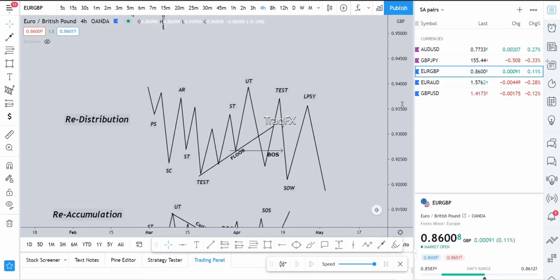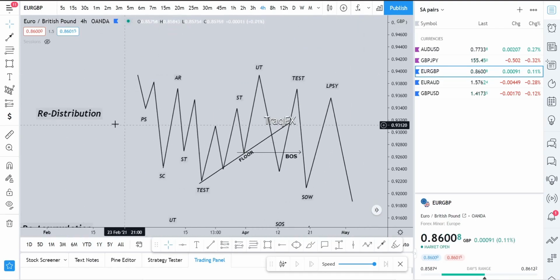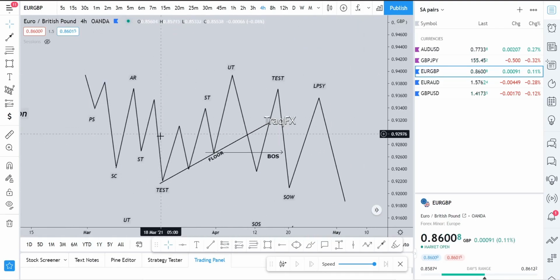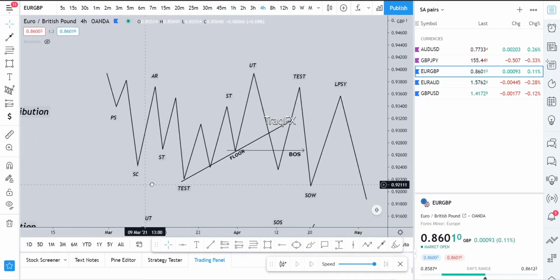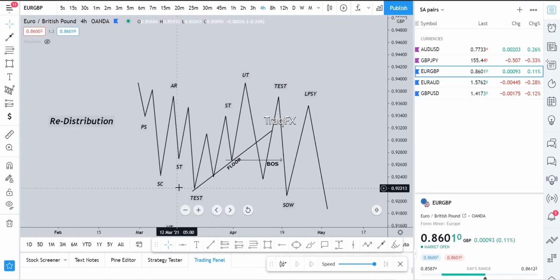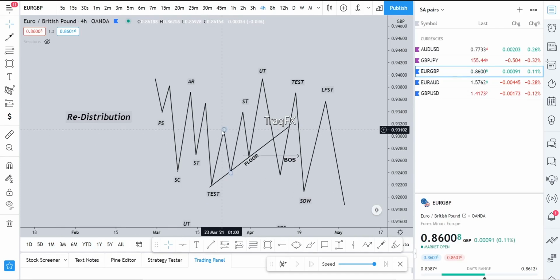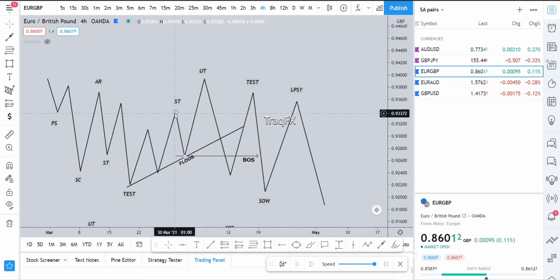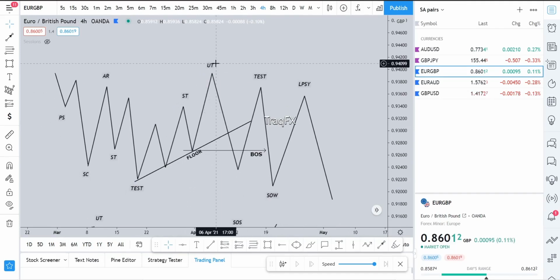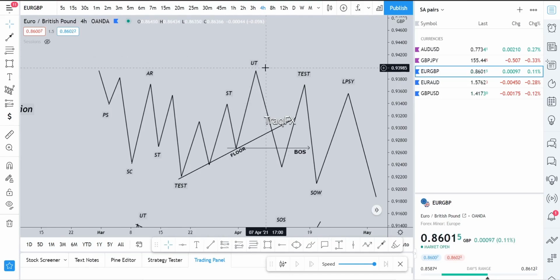Now secondly, go to your redistribution schematic. If you're looking at your schematic, after the test on a redistribution, you will begin to see a rally towards the upside. Now, there should be a clean rally: highs, lows, high, high, low. That forms your second test, comes back up, forms a high, that forms your upthrust. This upthrust tests supply.